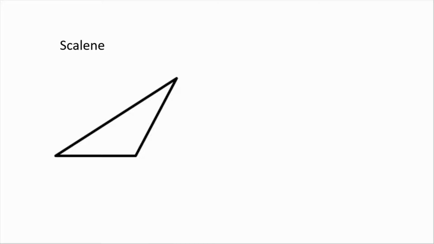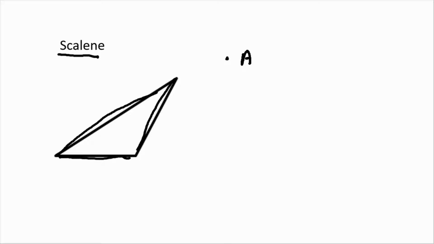In this video, we're going to be looking at types of triangle and their properties. So our first sort of triangle is what we call scalene. And what this means is that all three of the lengths of this triangle are different.